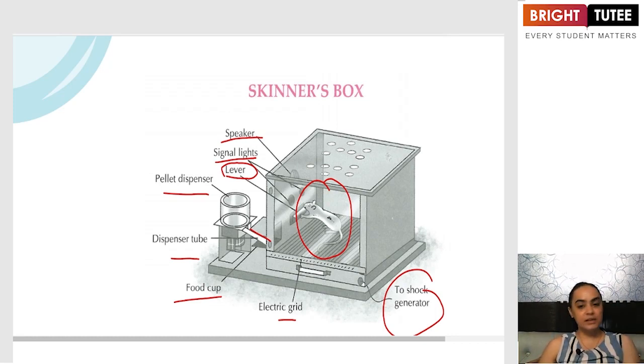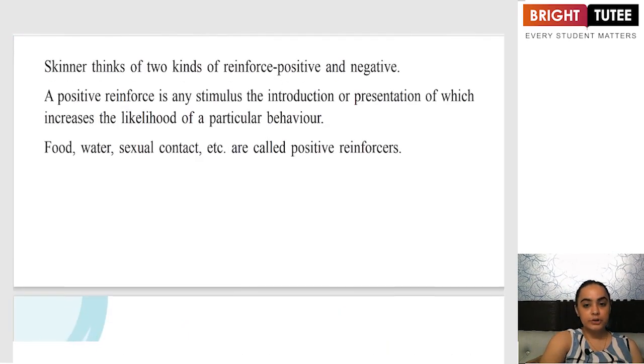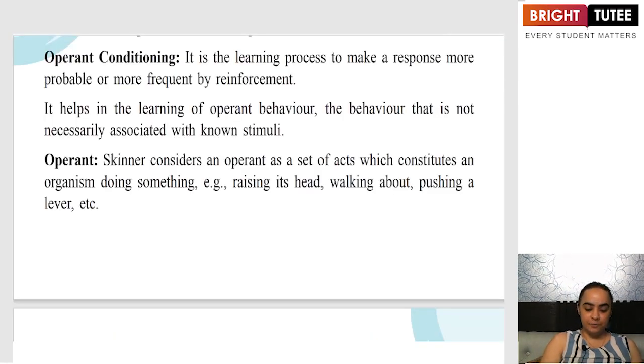We are obviously going to learn about this structure. We are obviously going to learn about this experiment. But before that, let us look at the terms used by Skinner. So the first one is operant conditioning. What does this mean? It is that learning process which makes a response more probable.